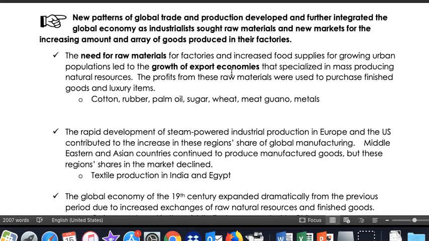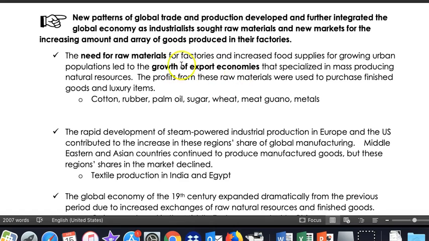Also related to industrialization is new patterns of global trade. And that means that as the economy is now global and we have global trade routes and people seeking raw materials, just the seeking of these raw materials to be able to produce the finished goods is going to drive people to further colonize and get raw materials in places if they don't have them on their own.